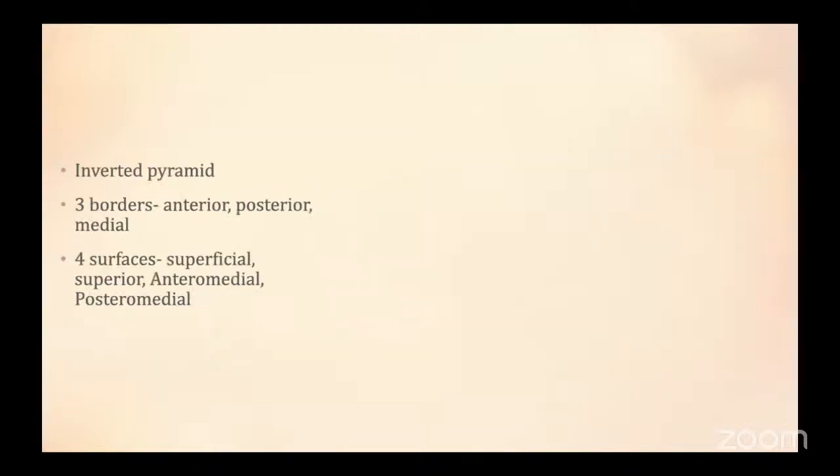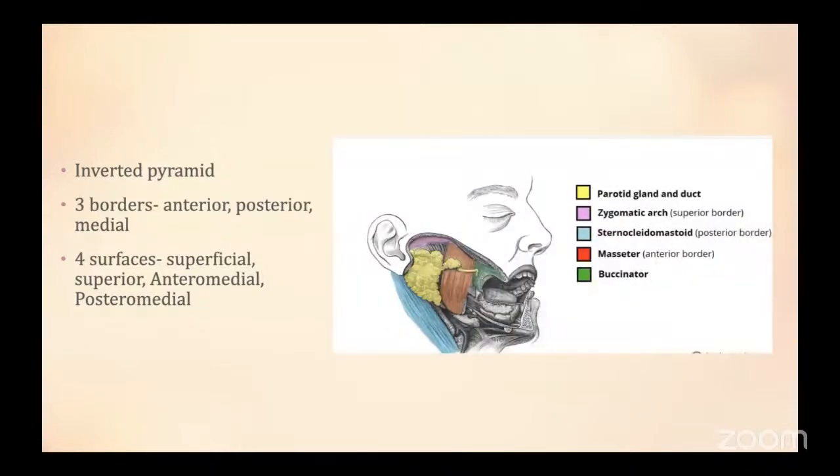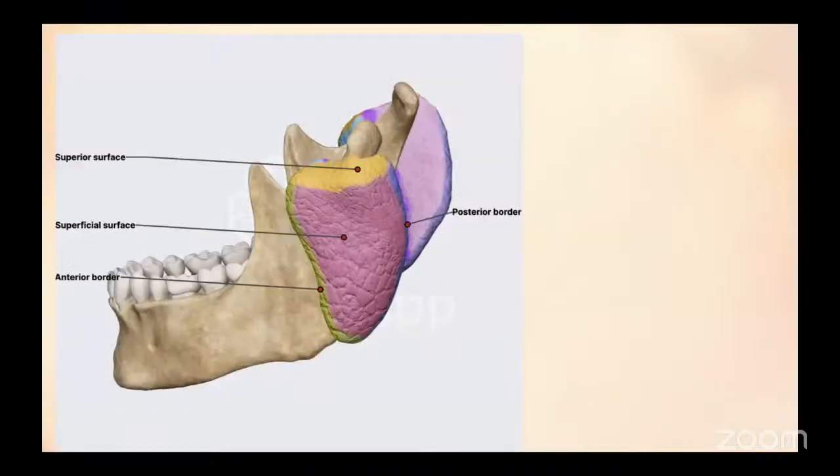It is inverted pyramid in shape. It is divided into superficial and deep lobe. And its orientation is such that the base is the superior part and the inverted apex is the inferior part. So the gland has 3 borders and 4 surfaces. Borders are namely anterior, medial, and the posterior border. And surfaces are the superficial, superior, anteromedial, and the posteromedial surface.